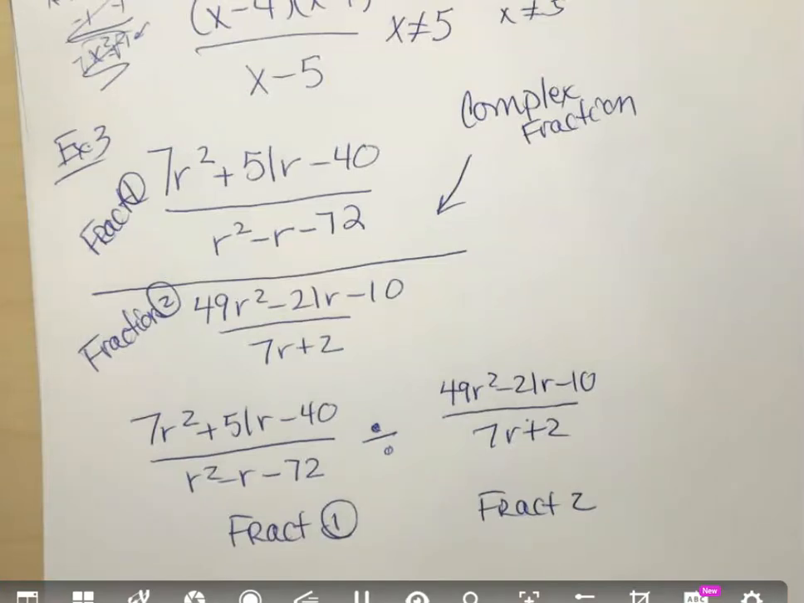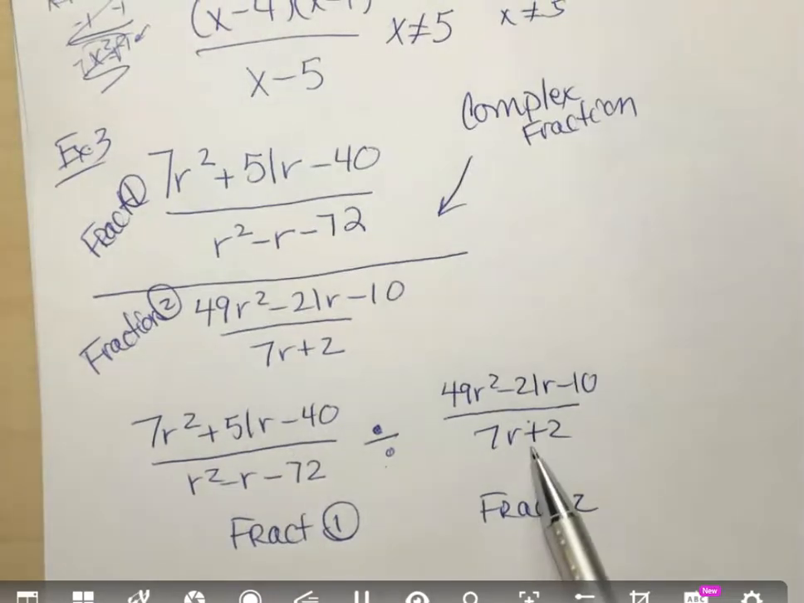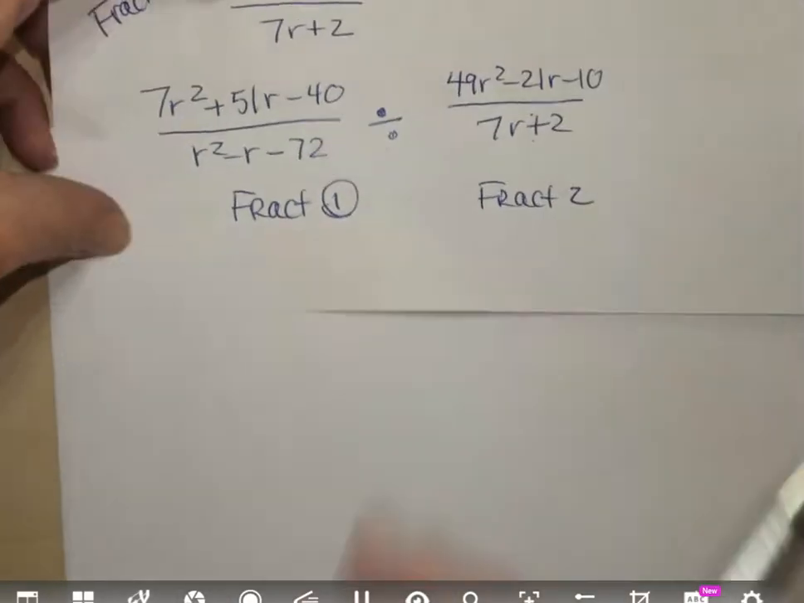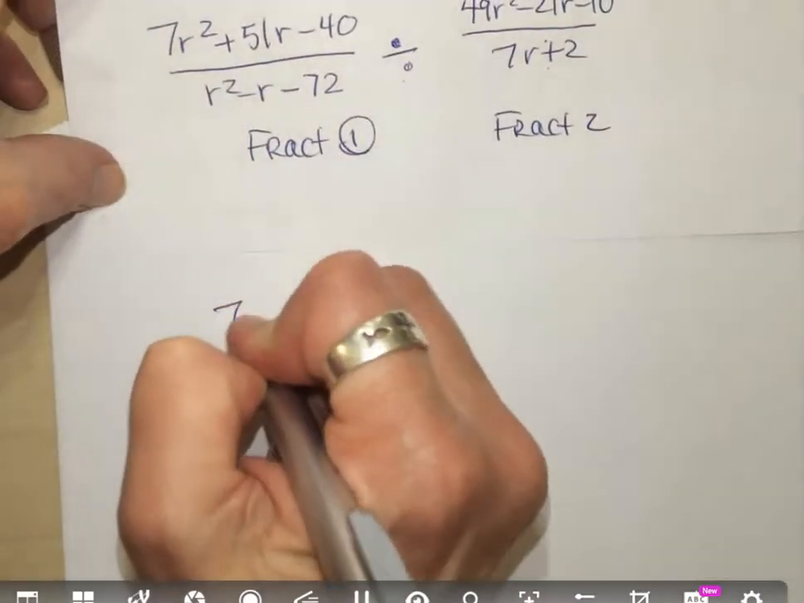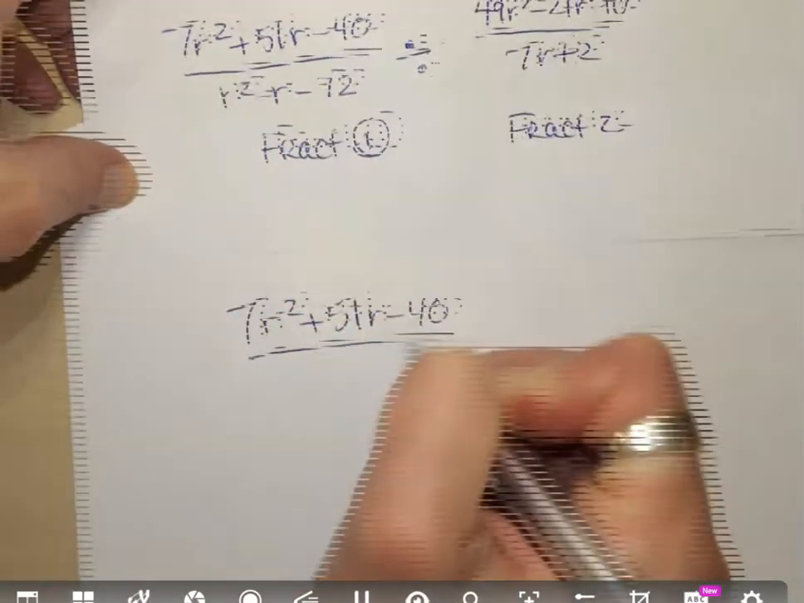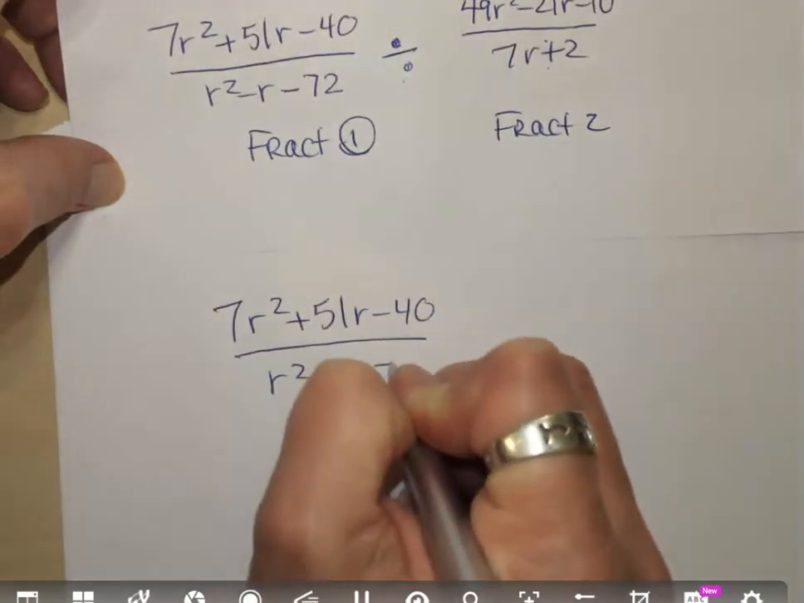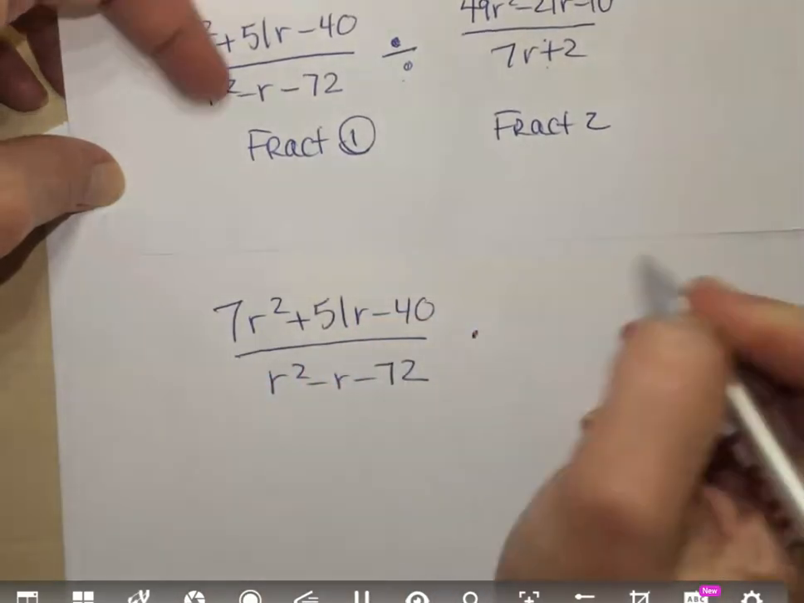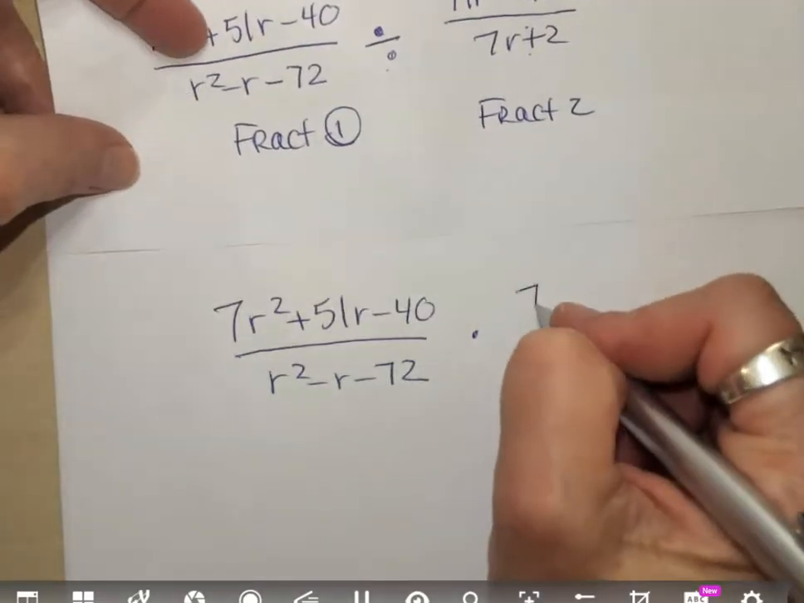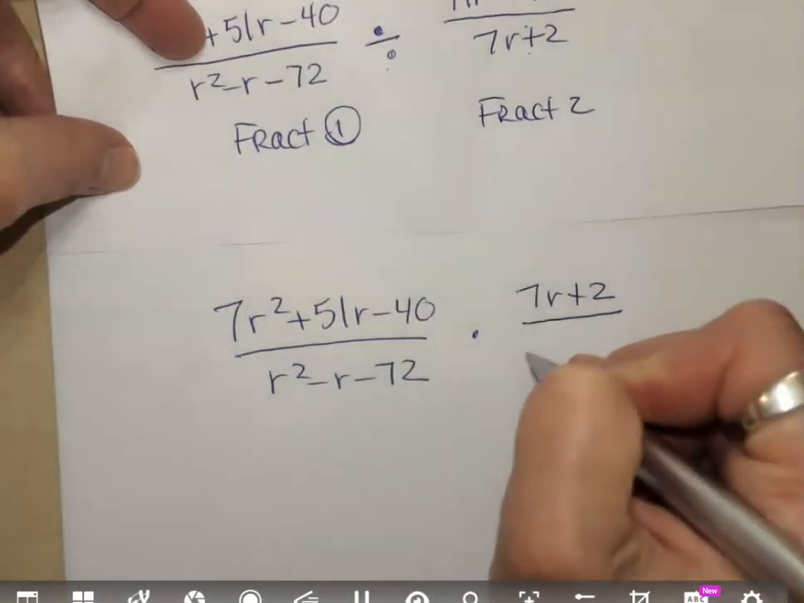So the next thing that we're going to do is remember when we divide fractions, we keep, change, flip. So we're going to keep this one the same: 7r squared plus 51r minus 40 divided by r squared minus r minus 72. And now I'm going to multiply by the reciprocal. So I'm going to flip this. I don't change any signs. I just flip it upside down.